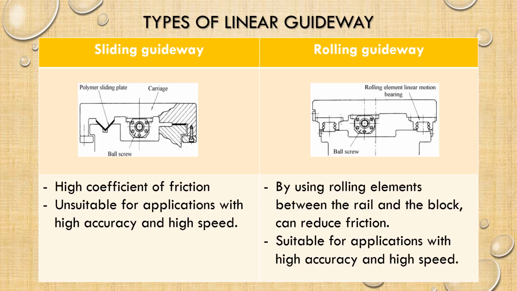There are two types of linear guideway. First is a sliding guideway. It has a high coefficient of friction, unsuitable for an application with high accuracy and high speed. Second is a rolling guideway. By using the rolling element between the rail and the block, it can reduce the friction, suitable for an application with high accuracy and high speed.